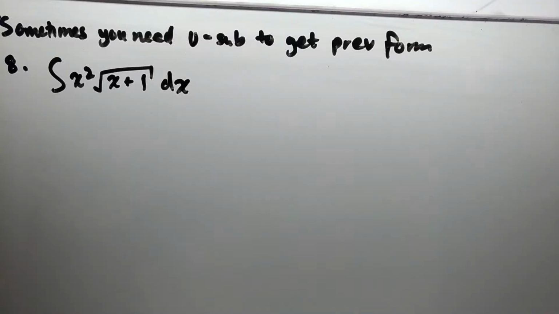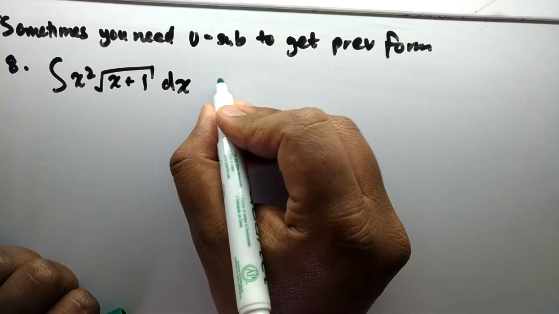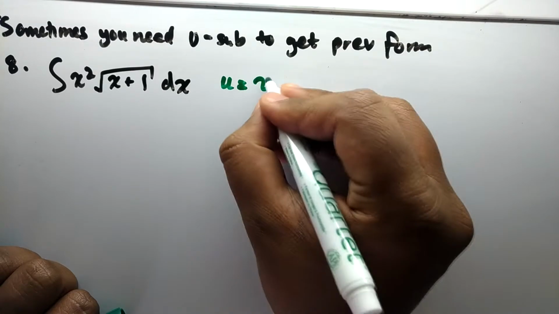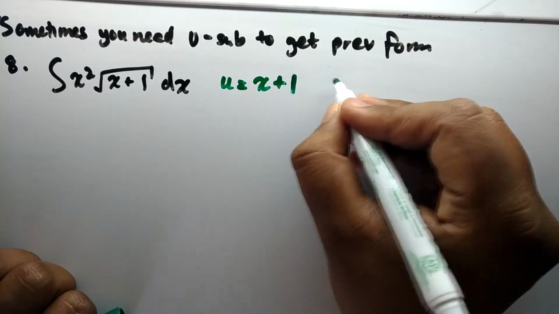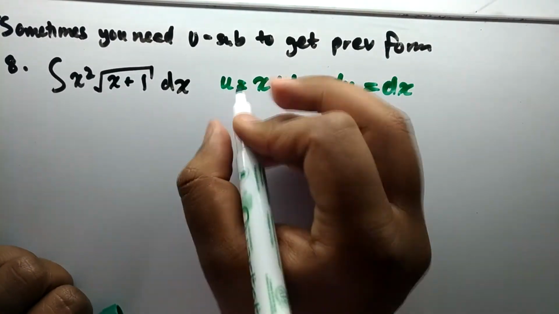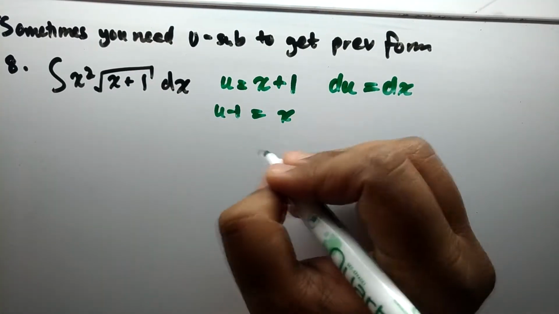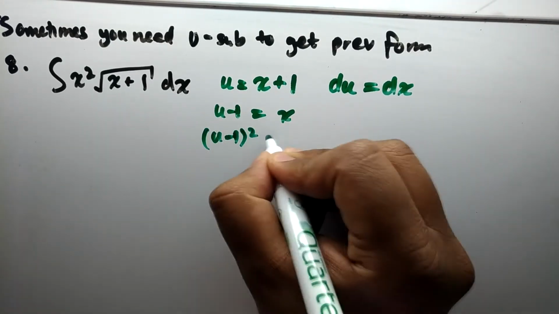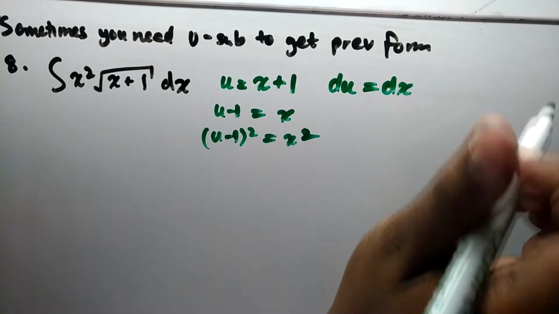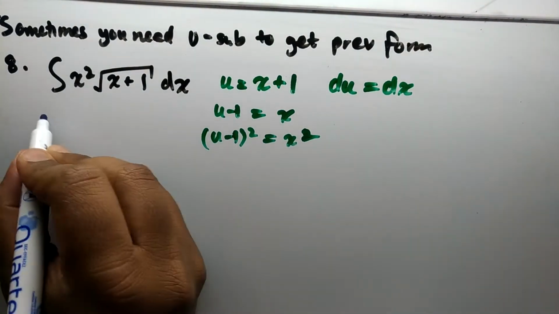Sometimes you're going to have problems like this where they don't give you only 1 term inside the square root. You get something like x plus 1. So what you're going to have to do here is actually do a U-sub. You're going to sub in x plus 1 as your u, and you're going to have to do a little bit of rearranging. First of all, the derivative of that is just going to be dx, but you can move the 1 to the other side, so you get u minus 1. And since we're looking for an x squared, you can do u minus 1 squared, and have that equal to x squared.